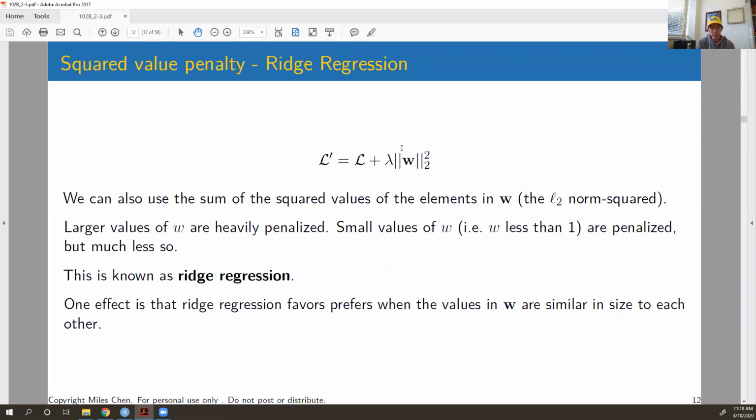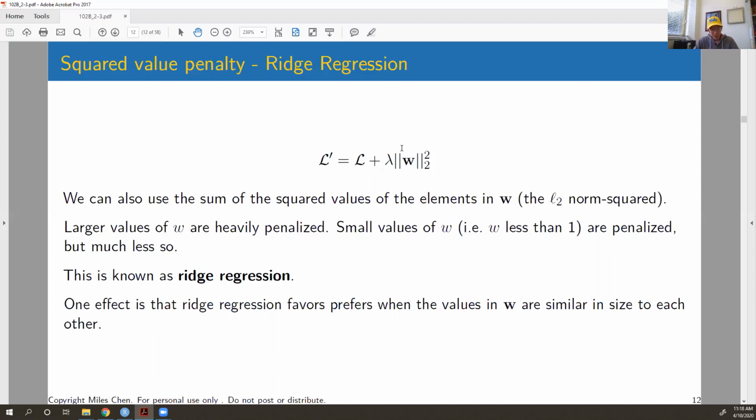Another option is to use the L2 norm. The L2 norm squared is the squared value penalty. Basically you take the values in W, square them and add them up. What that means is that larger values of W are heavily penalized. If one of your coefficients is 10 and you square it, it contributes 100 to this penalty factor. Whereas a smaller value of W, like 1, only contributes 1. And values less than 1, like 0.5, contribute only 0.25 to the penalty factor.